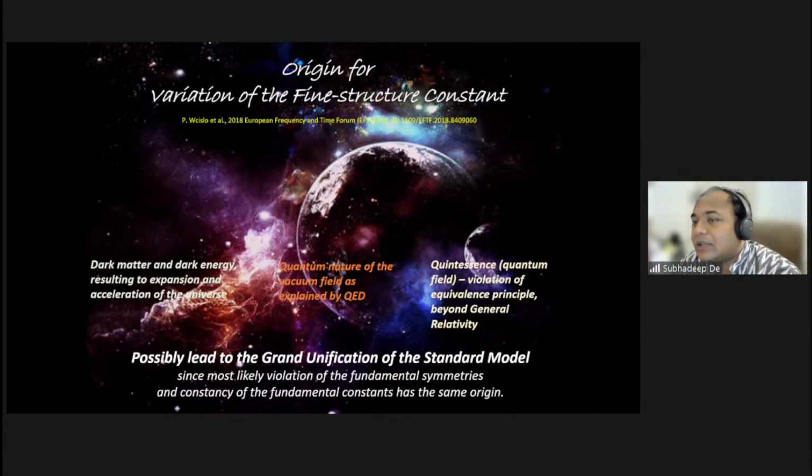So now let's say that at the end of all these experiments, we find that alpha has a small rate of variation over cosmological time scales, and that might actually lead to grand unification of the standard model. What do I mean by that? At present, the standard model doesn't include the gravitational force. Gravitational force cannot be explained by quantum mechanics so far.